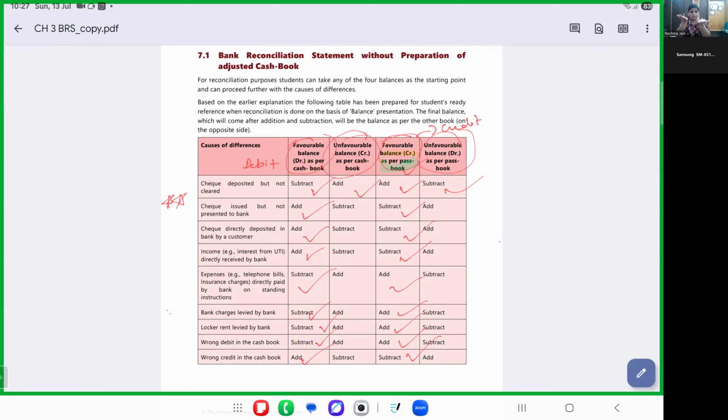Wrong debit in the cash book means wrong receipt in the cash book. So the receipt goes up. Now I have to bring my cash book to my passbook, subtract. Wrong credit in the cash book. My cash book is down. Payment. Wrong credit. So my passbook is here. So I have to add it back.